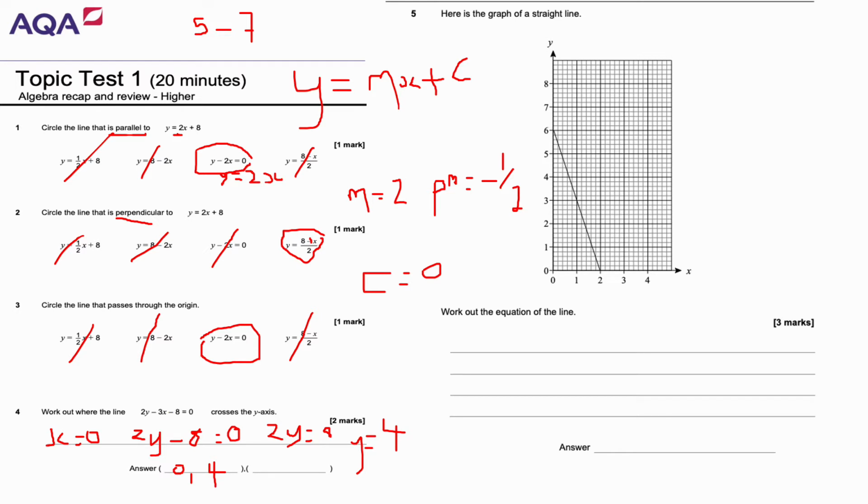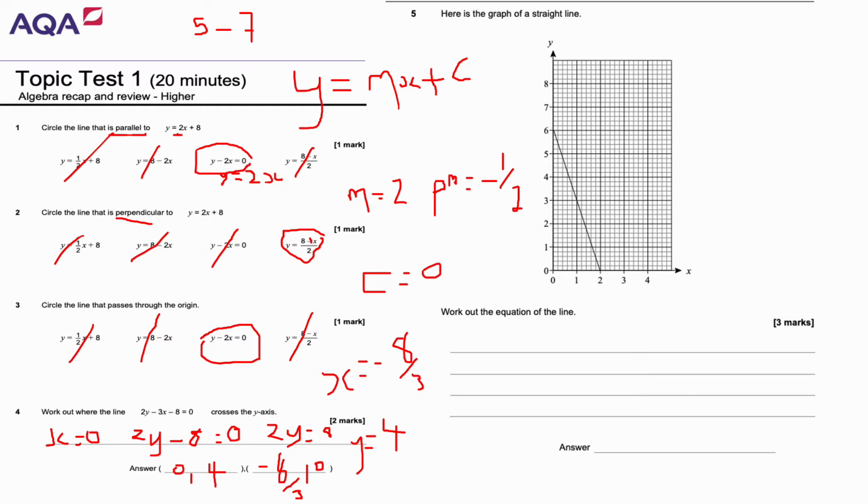For that question, I think there's a typo here, because I think this one is wanting the x-axis. So the x-axis is when y is equal to 0. If I solve that, I get x is equal to minus 8/3 when y is equal to 0. So if you're interested, it crosses the x-axis at (minus 8/3, 0).